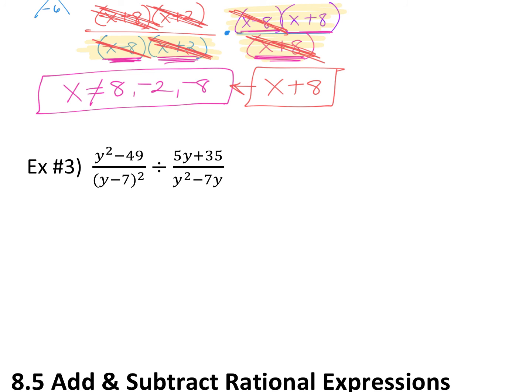What did you get? Y over 5? Anybody else get that? Did you get any restrictions? Yes. What'd you get? 7 and -7. Anyone get another one? 0. Okay, here it is. Let's work this out.